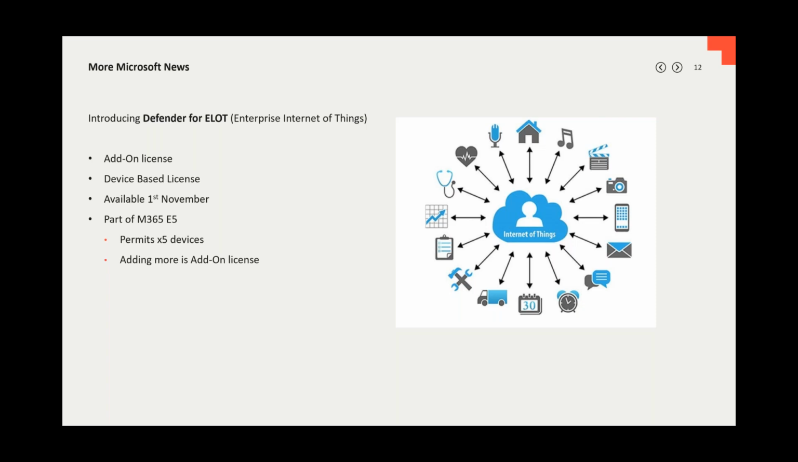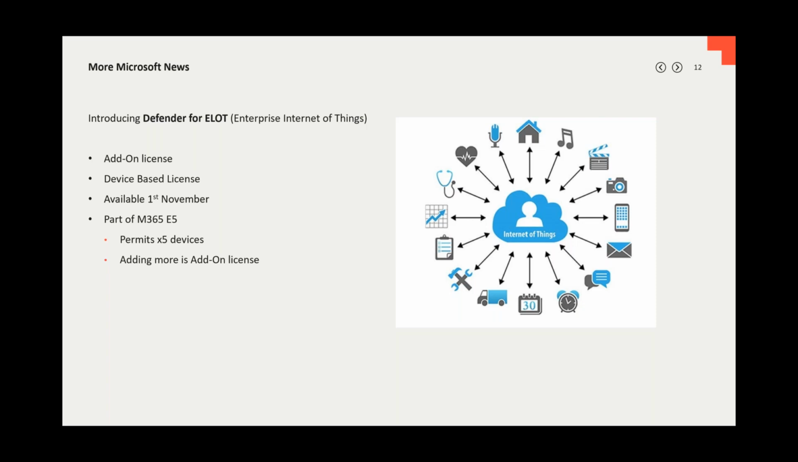But Microsoft 365 E5 is a per user license. But this Defender for IoT is a per device-based license. So within that per user license of M365 E5, if you have that, it permits 5 devices. It gives you that license for up to 5 devices, and that's when you would use the add-on licenses if you need more devices.